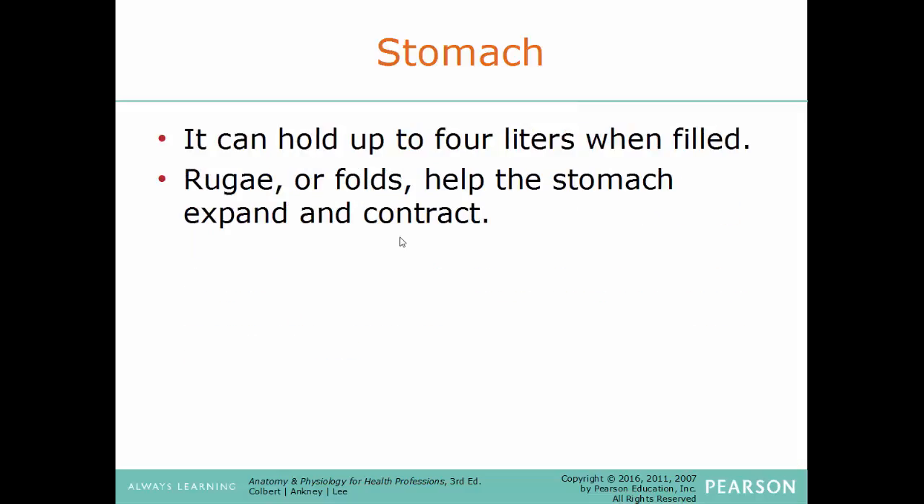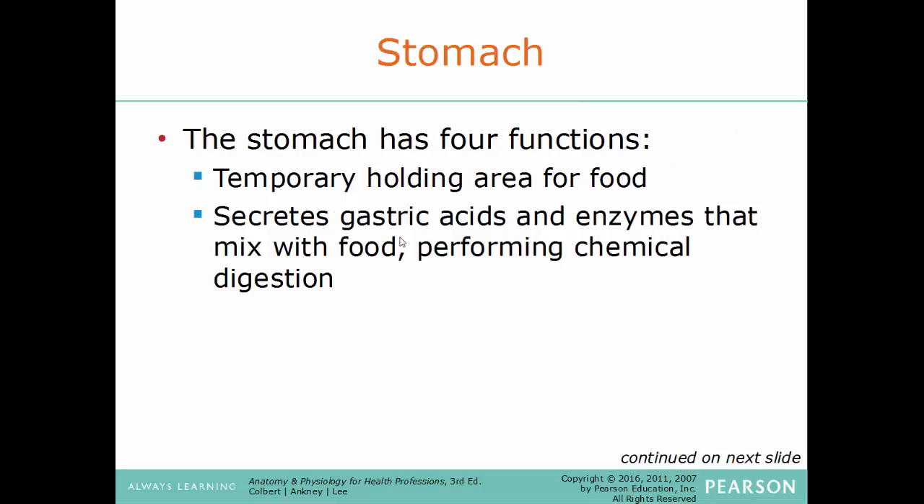Now it can hold up to 4 liters when it's filled, and there are gastric folds that allow the organ to expand as needed. These gastric folds are called rugae. The stomach has 4 main functions. The first one, the temporary holding area for food.